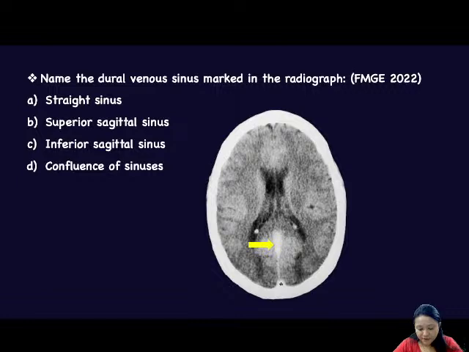So what is the marked dural sinus in the radiograph? Anybody who wants to answer this? The marked area in the radiograph. Which of the following is the dural venous sinus? It is very easy. Just now we saw an image. I told you to see the image properly. So on the basis of that image the question is set. This question came in 2022. Anyone who wants to attempt this? Any answer? Any guesses? What do you think looking at it?